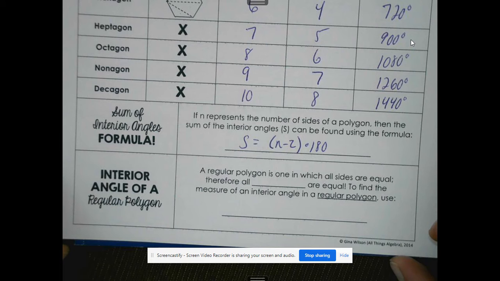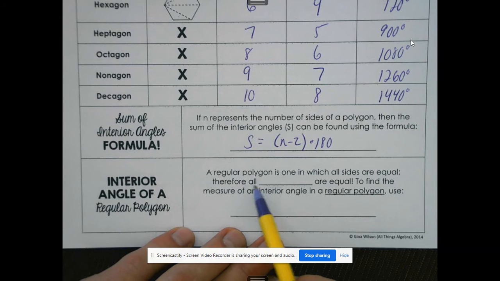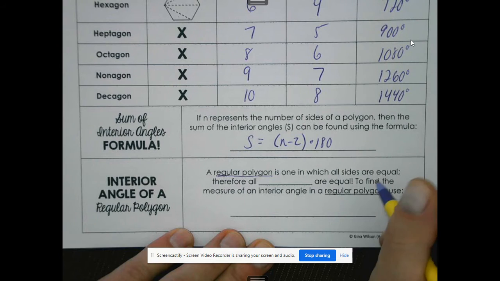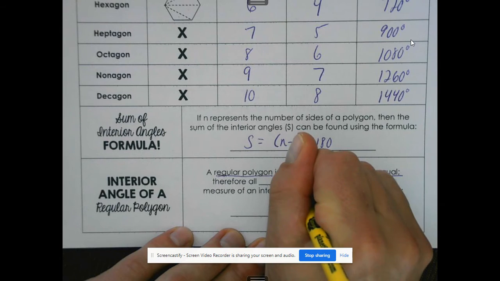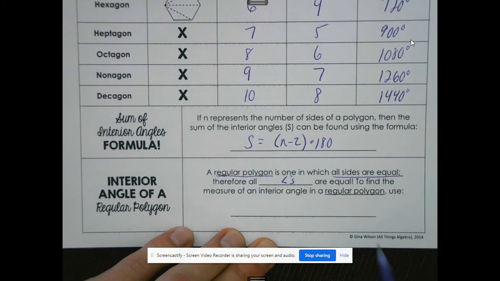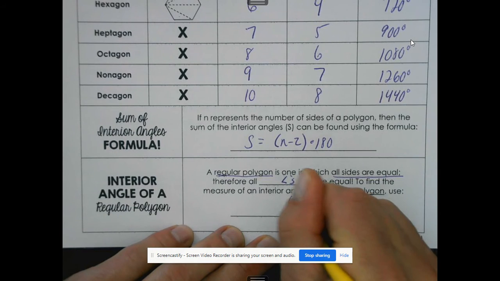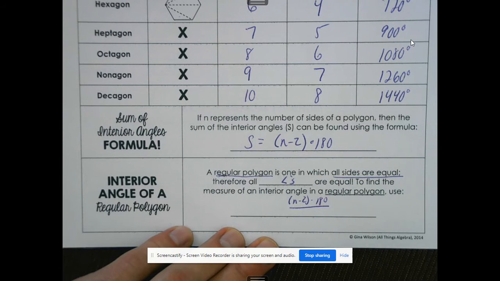All right, what if you just want to find one interior angle? A regular polygon is one in which all sides are equal. Regular polygon, all sides are equal. Therefore, all angles are equal too. To find the measure of an interior angle in a regular polygon, use the formula we just used up top, n minus 2 times 180, and then all you have to do is divide that by number of sides or number of angles. Same exact thing, okay?